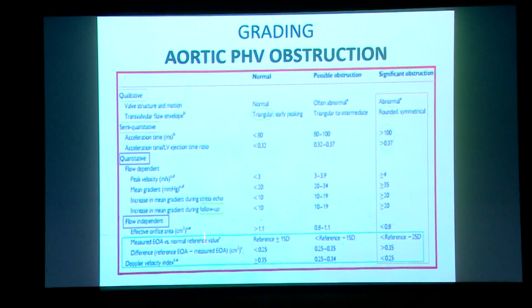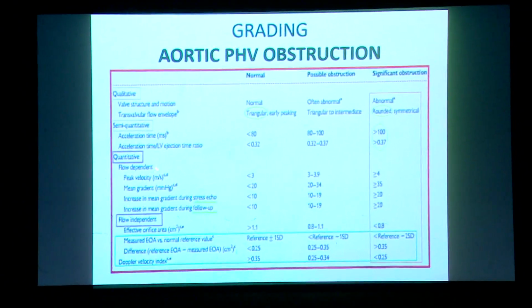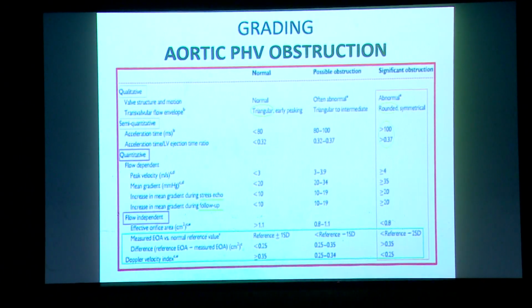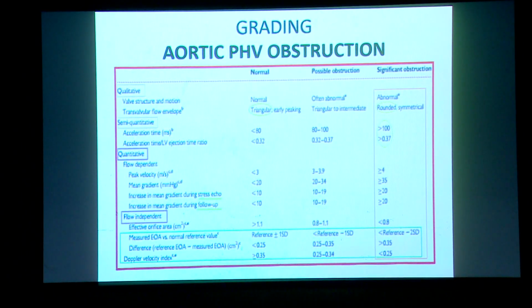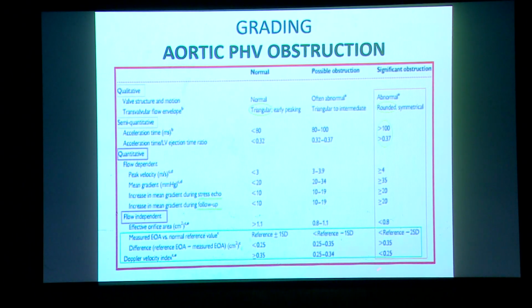There are two types of parameters, flow dependent and flow independent. For the flow dependent parameters, you basically find the Vmax, the maximum velocity. Anything in this red box is severe stenosis and severe obstruction. So you find the mean gradient, and the EOA, the effective orifice area for that valve. You can find the DVI right here; anything less than 0.2 is severe stenosis.